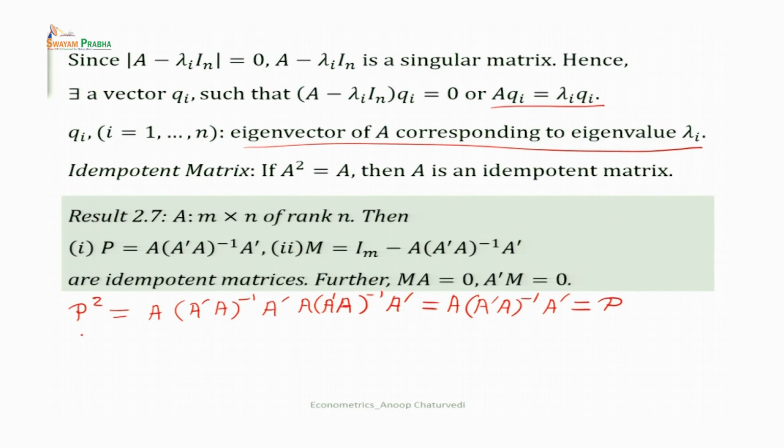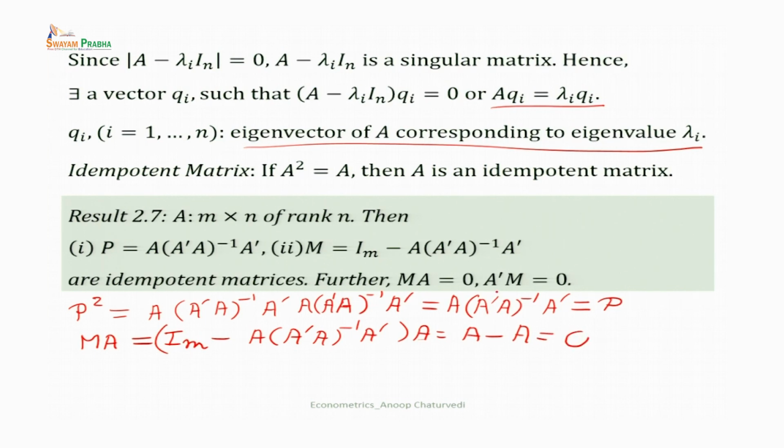Further, you can easily verify that M A is equal to 0, because M A is equal to I m minus A (A transpose A) inverse A transpose, and then we multiply it by A. So, you get A minus, you get A transpose A here. So, (A transpose A) inverse A transpose A is the identity matrix. So, finally, you obtain A minus A which is equal to 0. Similarly, you can obtain A transpose M also equal to 0.